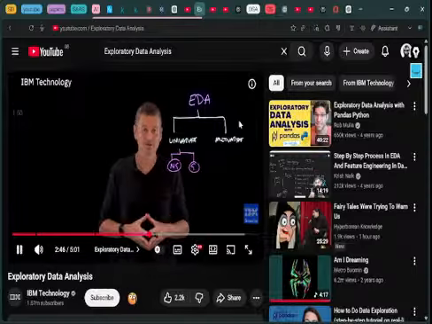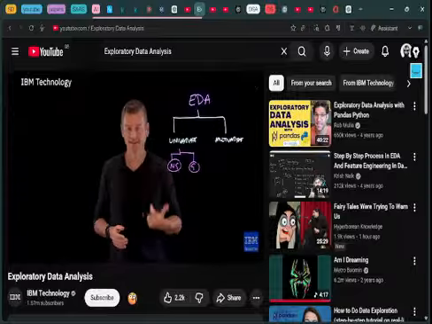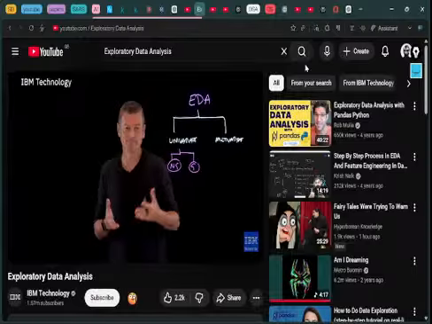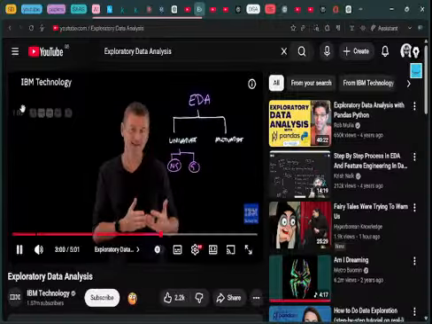Now, common types of univariate graphics include stem and leaf plots, which show all the data values and the shape of the distribution. And there's also histograms. That's a bar plot in which each bar represents the frequency or proportion of cases for a range of values.